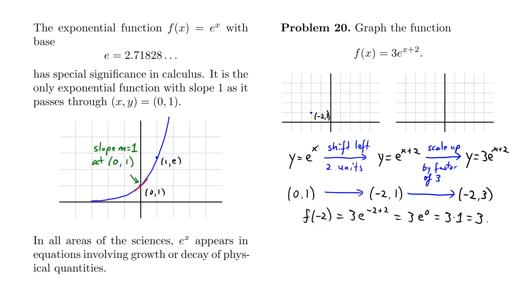Let's plot these points. We see where 0, 1 is on our graph of e to the x on the left. Minus 2, 1 is a point on the intermediate graph y equals e to the x plus 2. And minus 2, 3 is a point on our final graph. We can also watch where the point 1, e on our original graph gets sent to under these transformations.